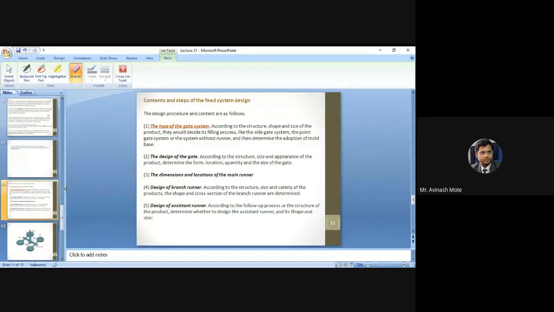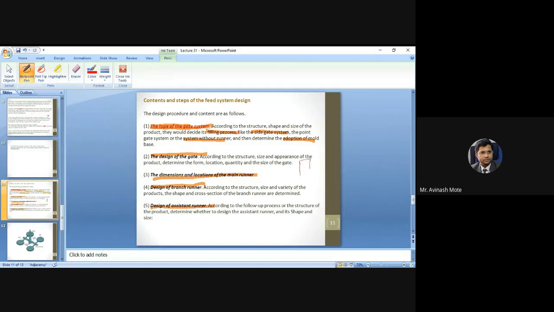So generalized points are here also. At the end we have generalized this type of gating system. Prefer to have a proper gating system with side gates. There should be a proper filling process. Try to have it without a runner, and determine the adoption on the mold basis. Design of the gate, dimension and location of the main runner, design of the branch runner, and design of the assistant runner.